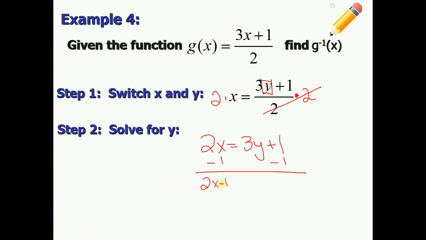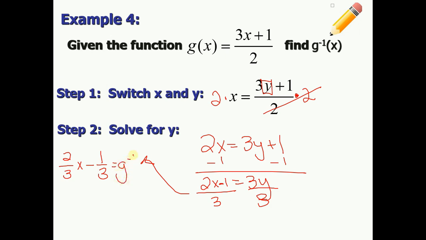2x minus 1. There we go. 3y. And then it looks like we need to divide by 3 to get y alone. So if I give that 3 to both pieces, I get 2/3 x minus 1/3 equals y. But since I'm showing that I need to find an inverse, I'm going to write g inverse of x.